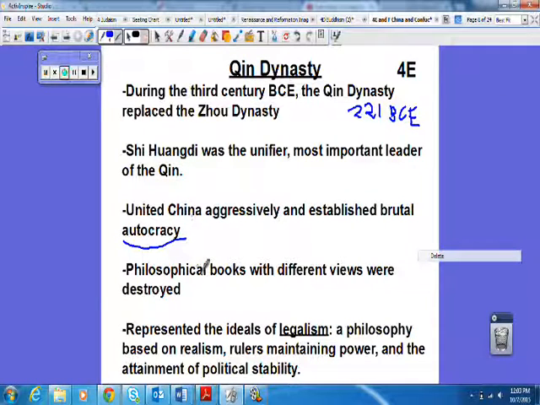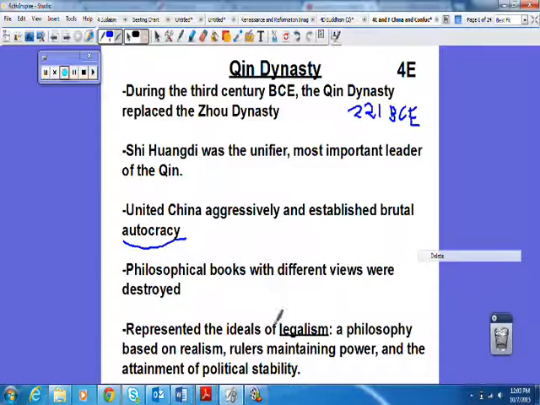Now he's going to destroy philosophical books. Excuse my pronunciation there. Pot calling the kettle black, as they say. Now, these philosophical books are going to have different viewpoints, and they're going to be destroyed. So anyone who didn't agree with Shi Huangdi gets basically removed. So if you don't agree with him, you're going to get removed.